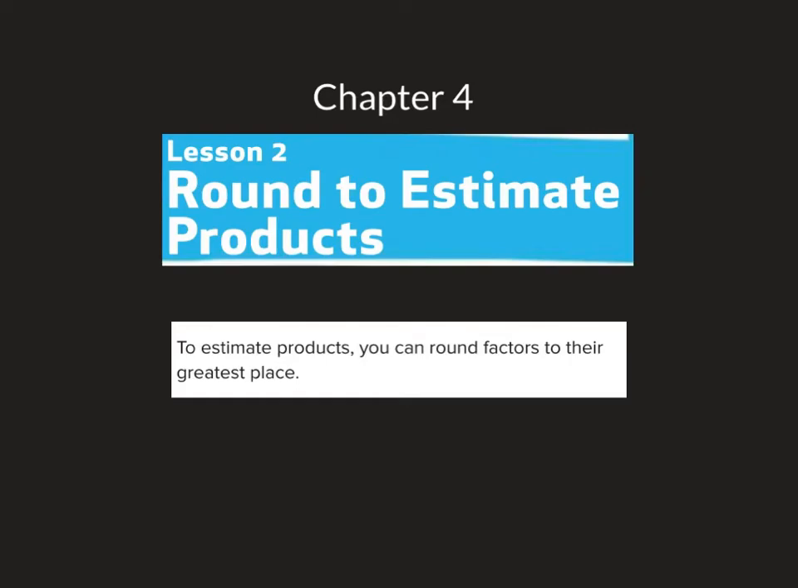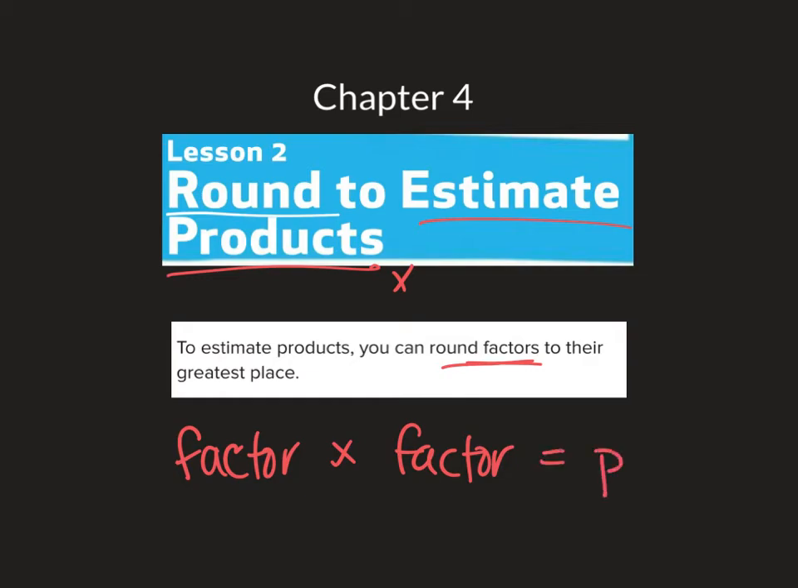Today we're going to talk about rounding to estimate products. Now, products are the answer to multiplication problems. So here it says to estimate products, you can round factors to their greatest place. Let me do a quick reminder. Factor times factor equals product. Okay, so if I have a problem like 5 times 7 equals 35, 5 and 7 are both factors, and then the answer 35 is called a product.